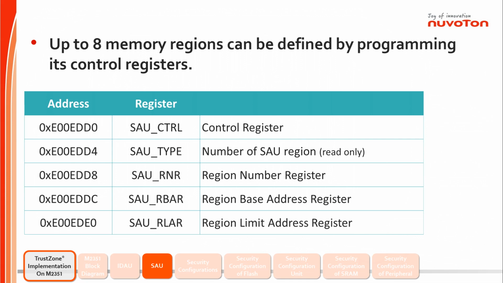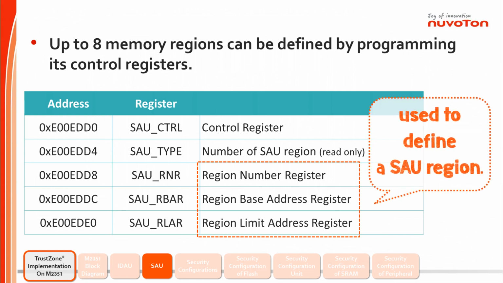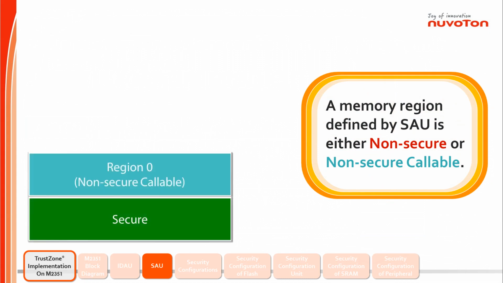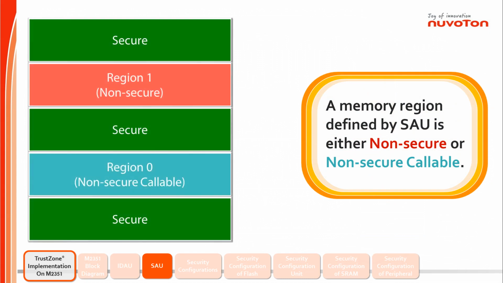To set up a SAU memory region, firstly, write the region number into the RNR register, then write the base address and end address into the RBAR and RLAR registers. And the memory region defined by SAU is either NS or NSC. The NSC bit in the RLAR register denotes the memory attribute.